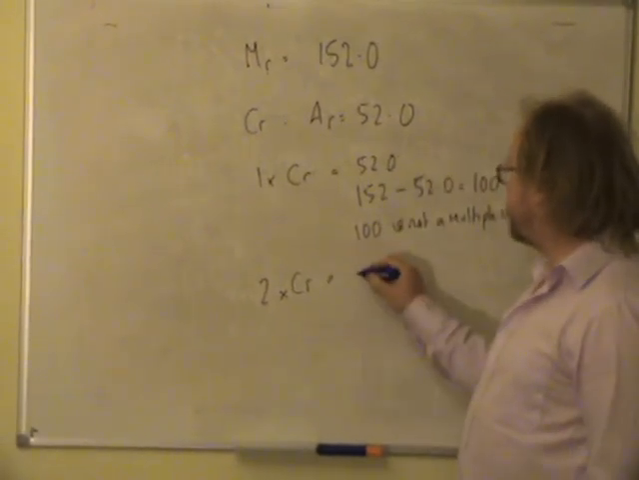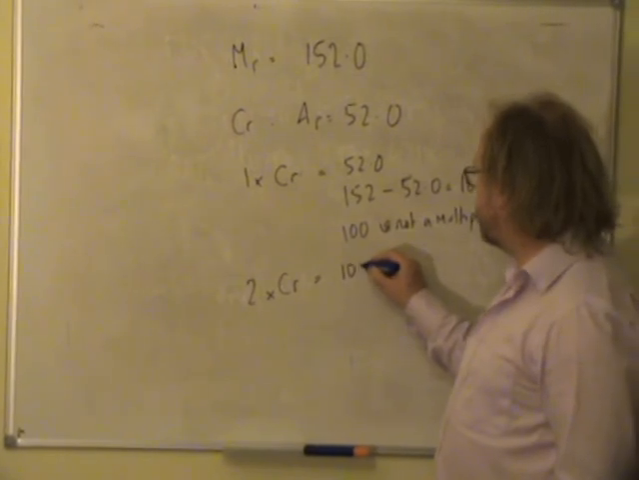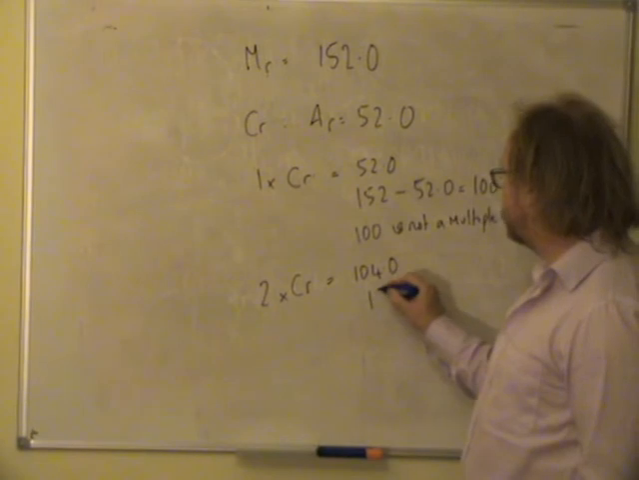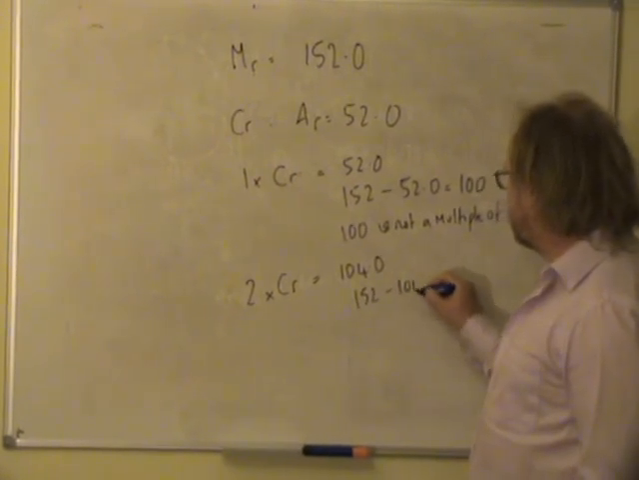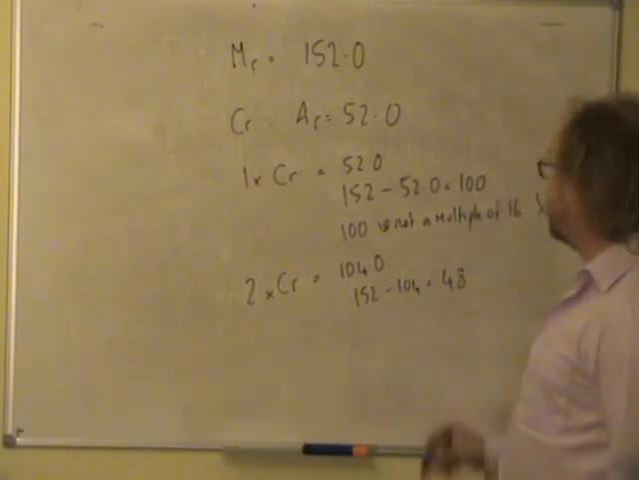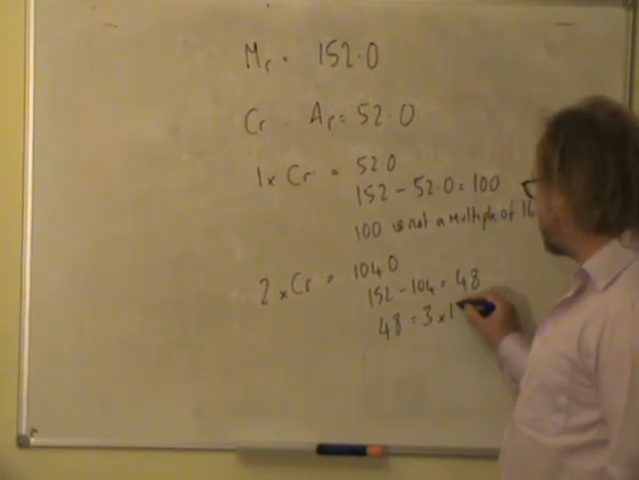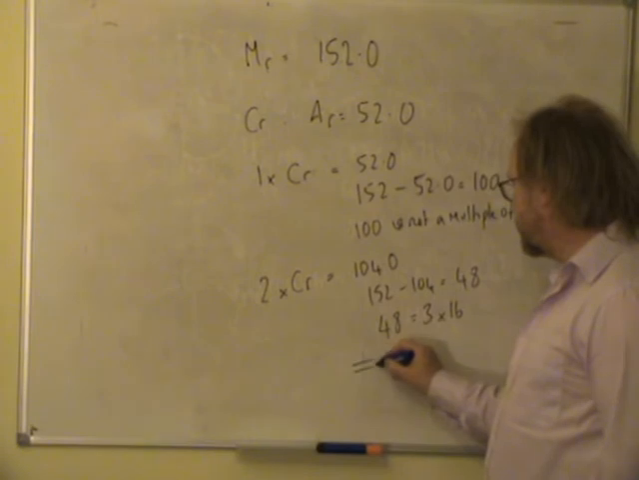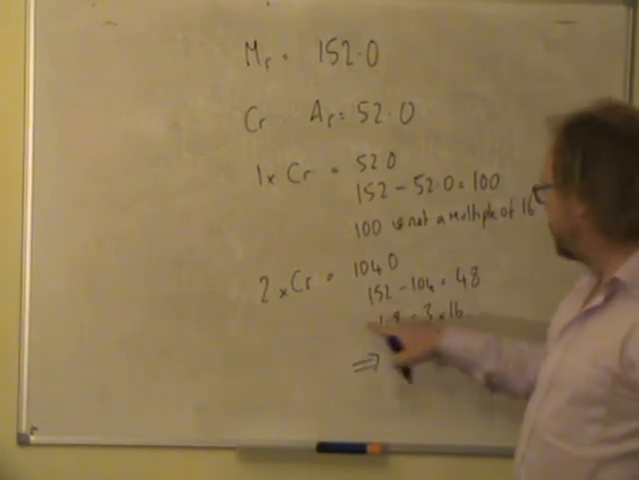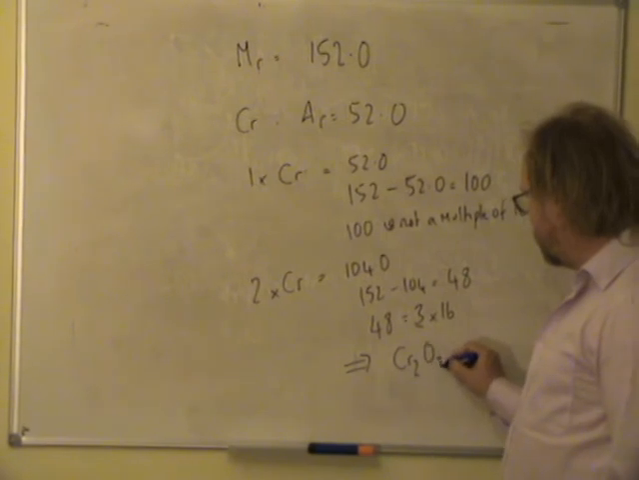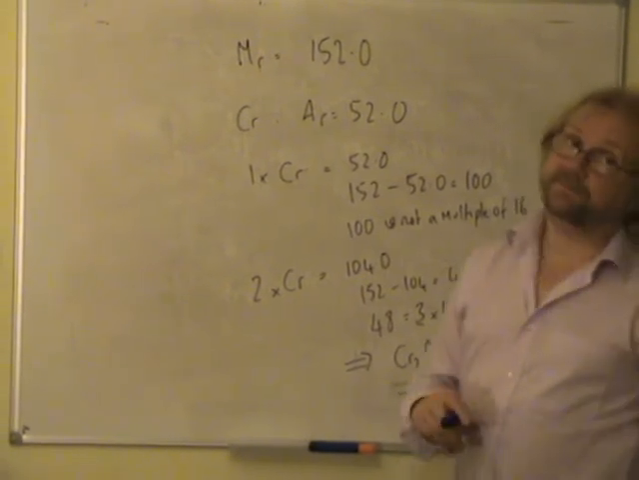So 2 lots of 52.0 adds up to 104. If you subtract that from 152, you get 48, and now we're in business, because 48 is equal to 3 times 16. So that means that we are going to have 2 chromiums and 3 oxygens. So Cr2O3 is the formula.